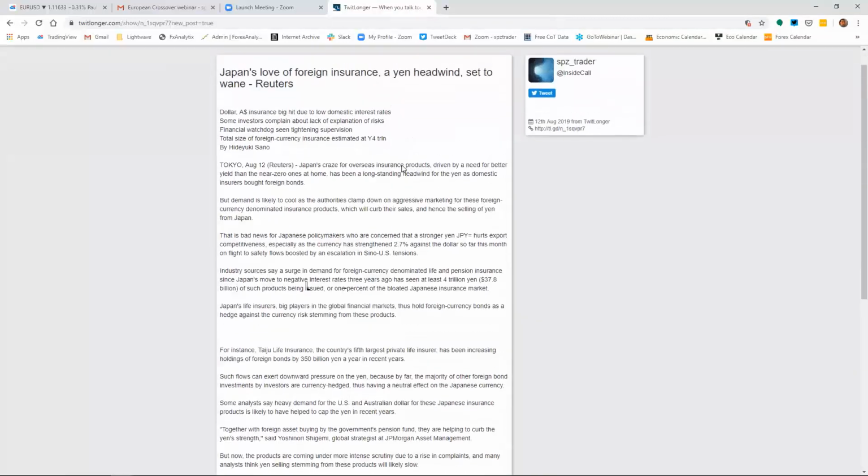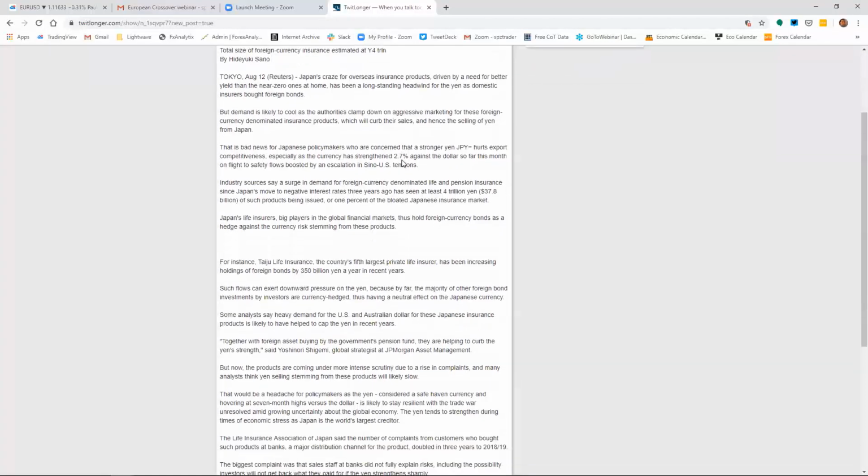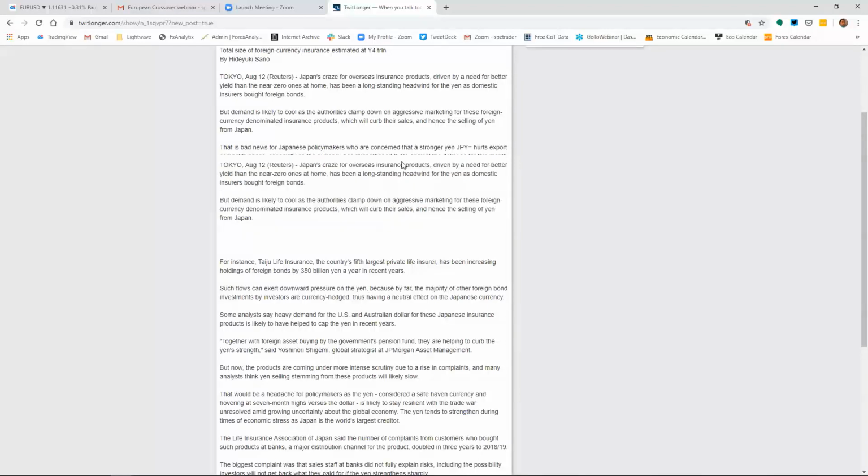Japan's love of foreign insurance, a yen headwind set to wane. So just a little bit more touch on the yen. Japan's craze for overseas insurance products, driven by a need for better yield than the near-zero ones at home, has been a long-standing headwind for the yen as domestic insurers bought foreign bonds. But demand is likely to cool as authorities clamp down on aggressive marketing for those foreign currency-denominated insurance products, which will curb their sales and hence the selling of yen. That's bad news for Japanese policymakers who are concerned that the stronger yen hurts export competitiveness.